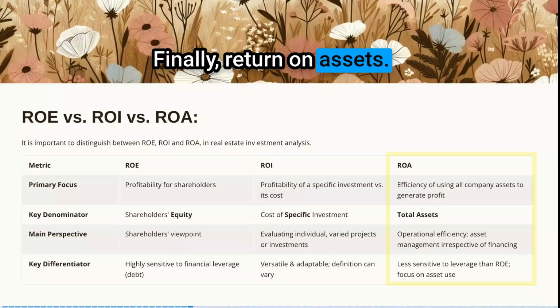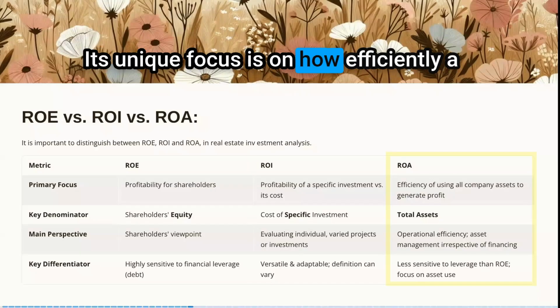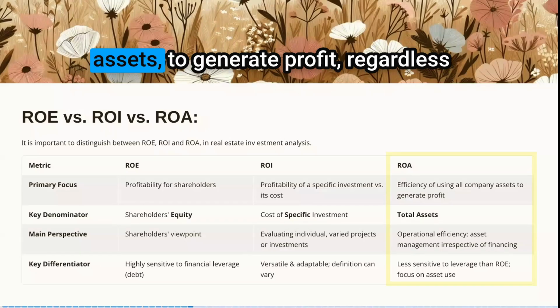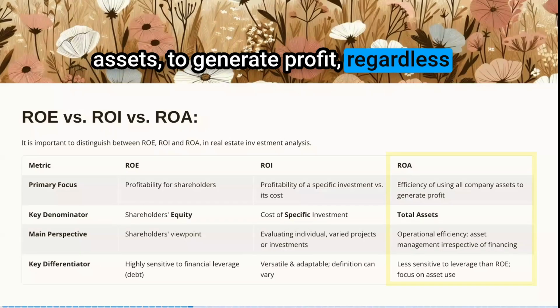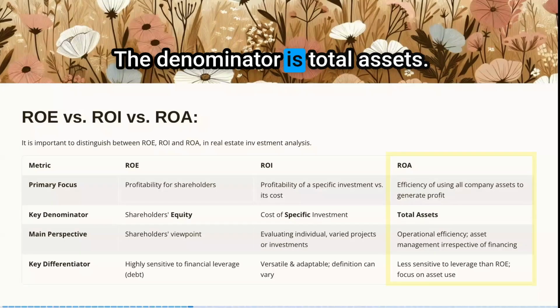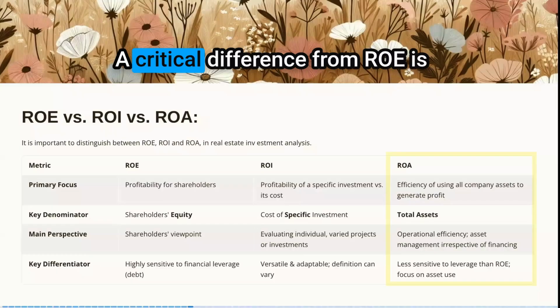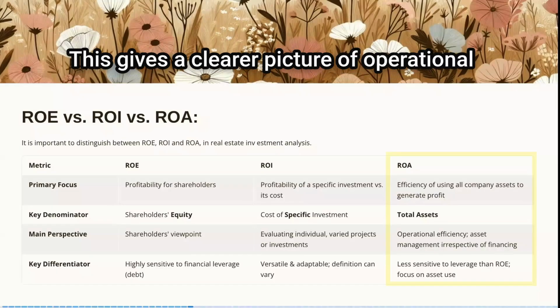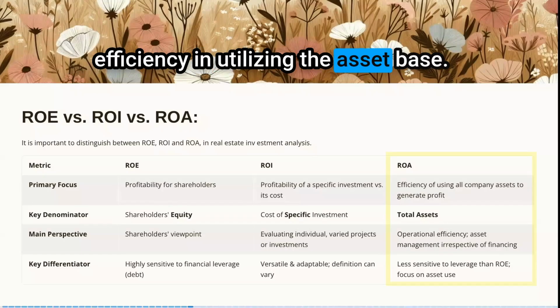Finally, return on assets. Its unique focus is on how efficiently a company uses all its resources, its total assets, to generate profit, regardless of how those assets are financed. The denominator is total assets. A critical difference from ROE is its lower sensitivity to leverage. This gives a clearer picture of operational efficiency in utilizing the asset base.